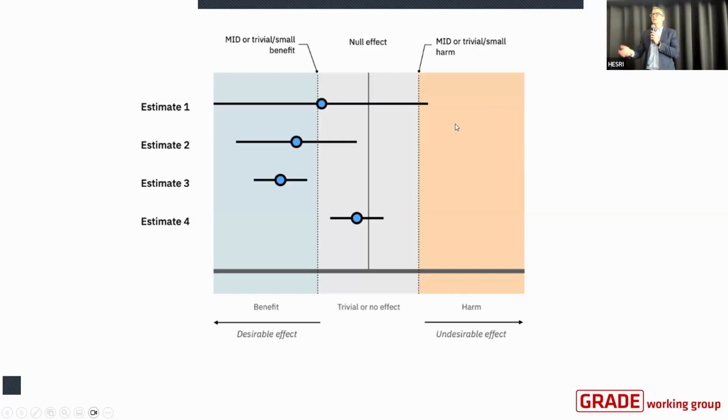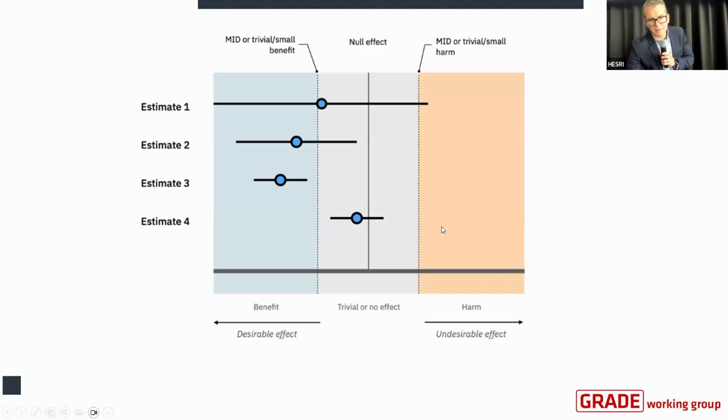And this can be reflected in your judgments regarding imprecision, right? Because you can see that the confidence intervals are crossing both these thresholds. Here we have our second estimate, it's crossing one threshold, and once again, that can be reflected in our judgments for imprecision. Here we have our third estimate, it's all within benefit, so we probably don't have any concerns from an imprecision point of view, because the confidence intervals are fully encompassed within that threshold.